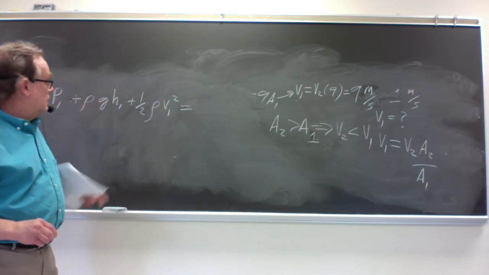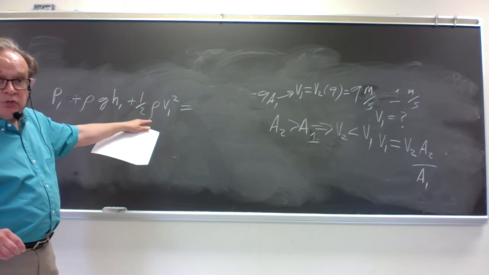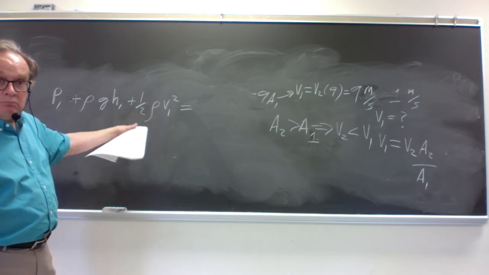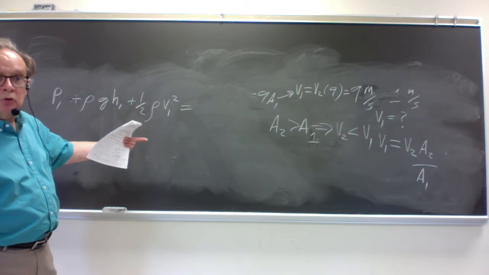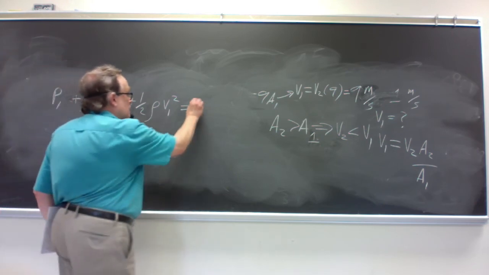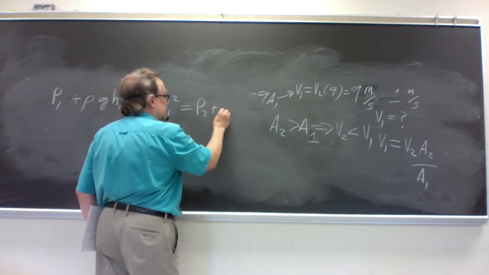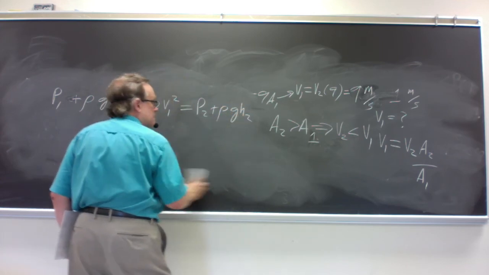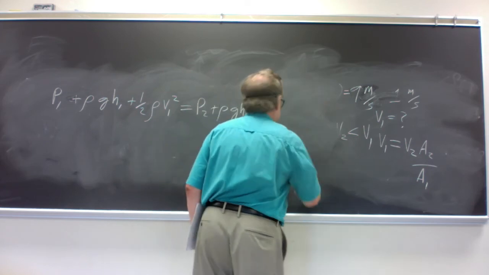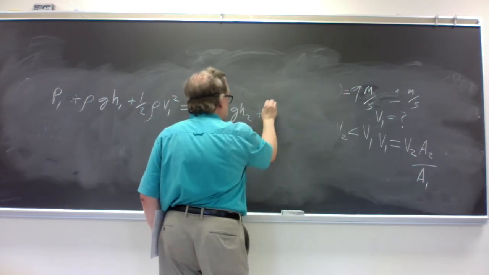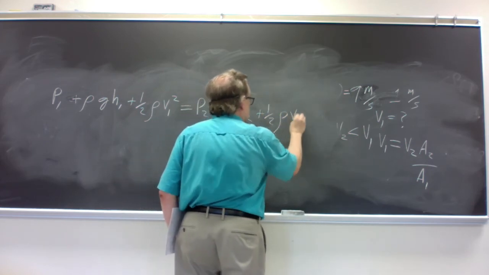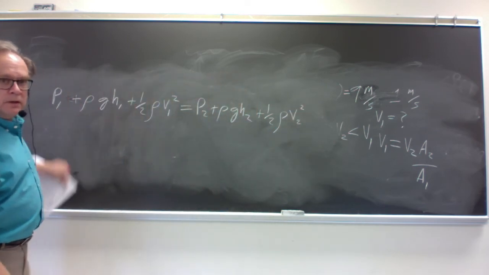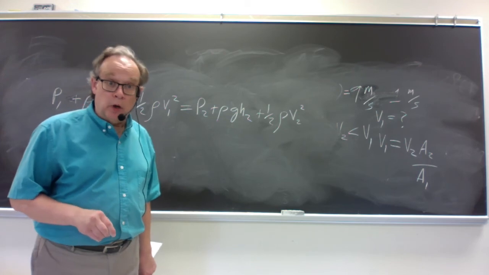So this combination of things at point 1 is the same as it is at any other second point. Pressure at that second point plus density g, elevation at that second point, plus 1/2 density times the speed squared at that second point equals the same kind of sum at point 1.